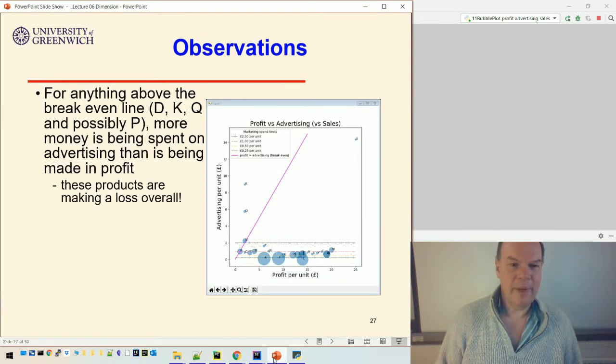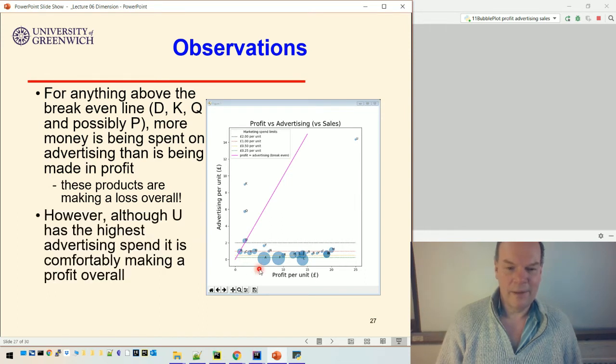But what can we observe from that? What we can see is that anything above this break-even line, this magenta line, which I've set to be where the profit equals advertising. So it's just drawing a straight line essentially through. So if I've got 5 profit on the bottom axis, that should match up to 5 advertising per unit.